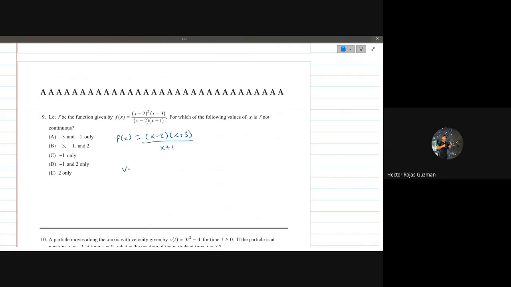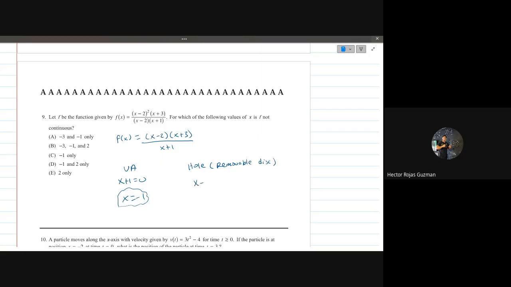If you make the denominator equal to 0, we get a vertical asymptote. So that means that it's not continuous right here. But since we also canceled out an x minus 2 from the function, that creates a hole, or in other words, a removable discontinuity.